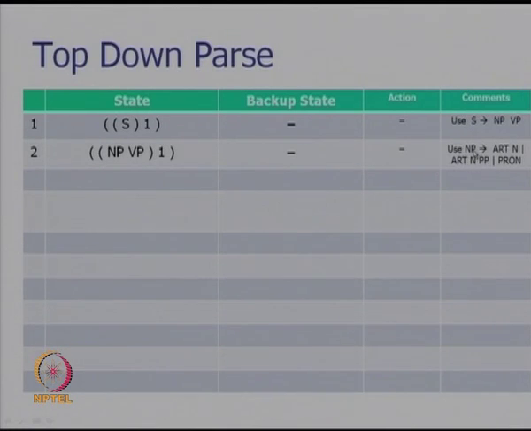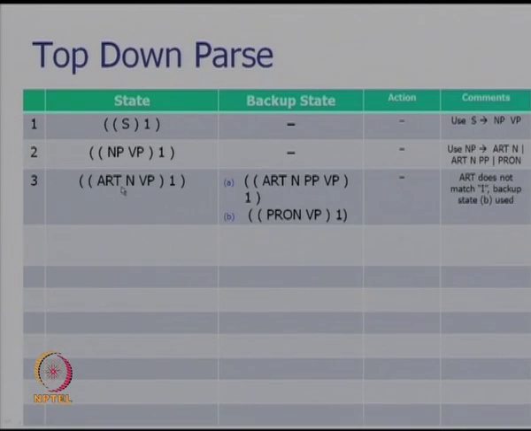Now, we have to use NP goes to article noun, or article noun preposition phrase, or pronoun, and we have to take up the textually first rule, which is article and noun, and there are backup states which are article noun preposition phrase and pronoun. So, the backup states are article noun preposition phrase verb phrase and pronoun verb phrase with input pointer at 1. So, these states are in the waiting. In case this state fails, the alternative states will be brought to the stack.